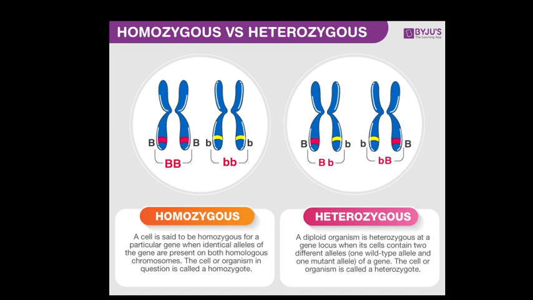As you see, for example, BB represents black color, capital B black, true breeding black, and small b is true breeding blue color. In the same way, capital B small b is heterozygous, and small b capital B is also heterozygous. That one is not true breeding. So this is the difference between heterozygous and homozygous.